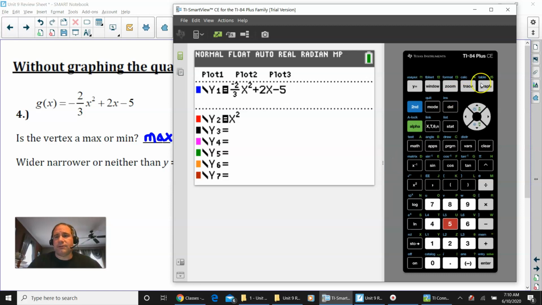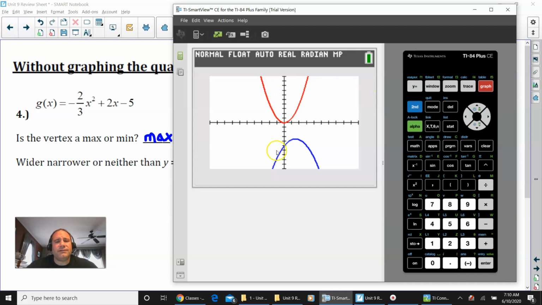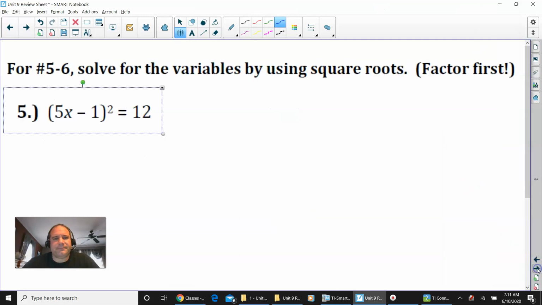So I am going to bring this up, and I am going to graph. The first one is going to be the one that we have, and then the second one is going to be the parent function in red. So this is wider than the parent function, just a little bit wider, because that is just a little bit closer to 0. It's negative 2/3, and that is number 4.